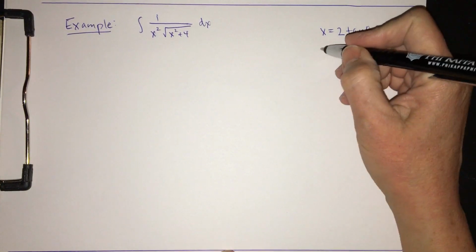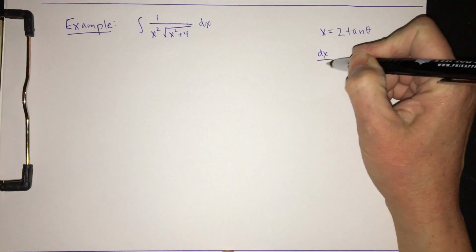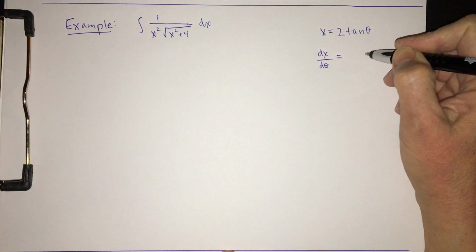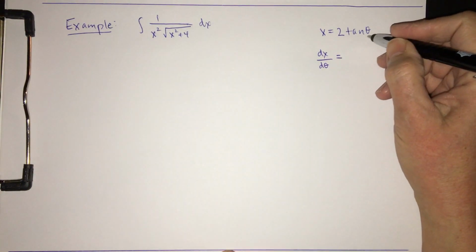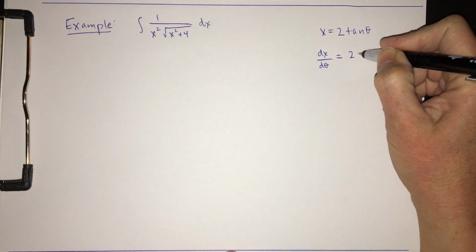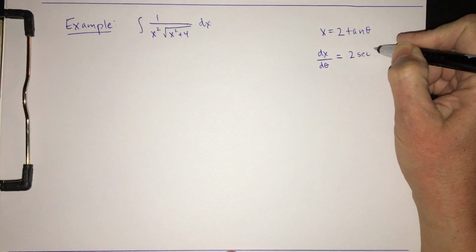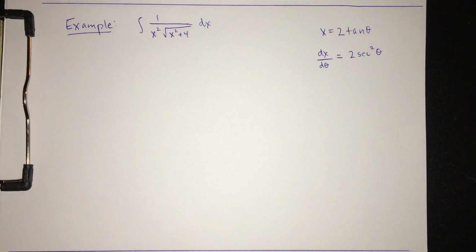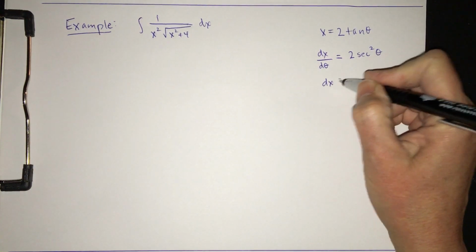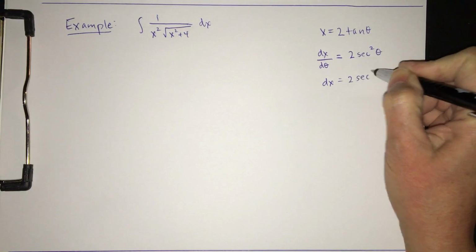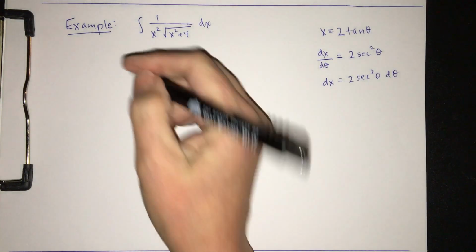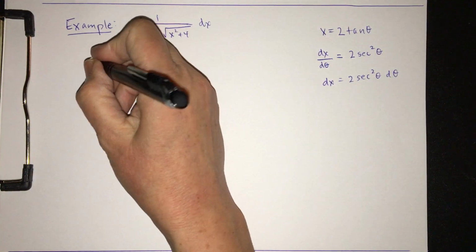Then you have to figure out what dx is. Well, dx over d theta is the derivative with respect to theta. The derivative of tangent theta is secant squared theta. So dx over d theta is 2 secant squared theta. That means dx is 2 secant squared theta d theta. Let's get the substitutions into this problem.